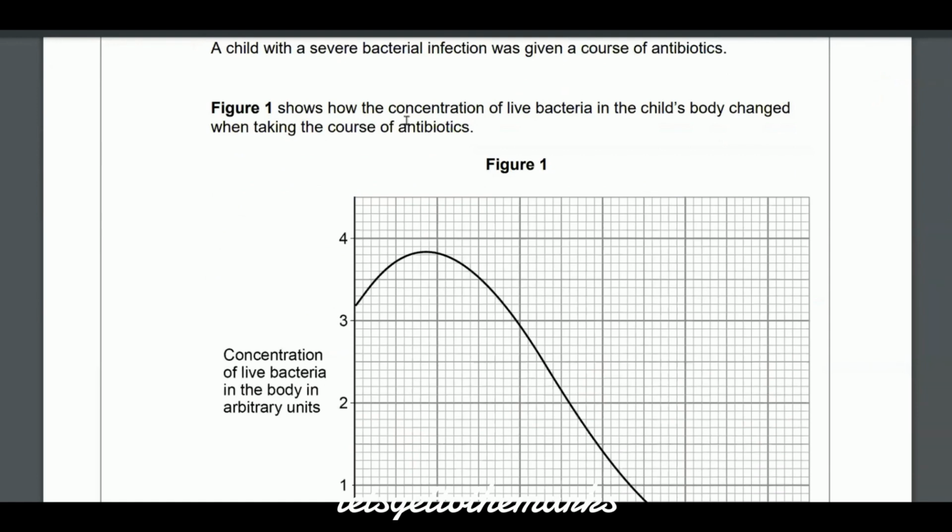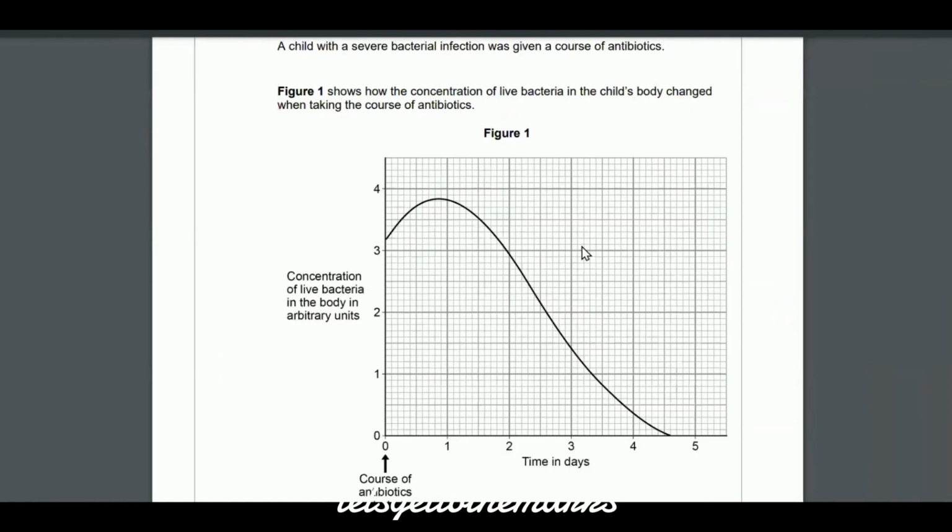Figure 1 shows how the concentration of live bacteria in the child's body changed when taking the course of antibiotics. Of course, a course means they were given a series of pills. Concentration of live bacteria in the body in units, AU, just means they haven't given you the moles per decimeter or whatever. So it's the strength of the bacteria or the number. So we've got 1, 2, 3, 4. That's the concentration of bacteria.